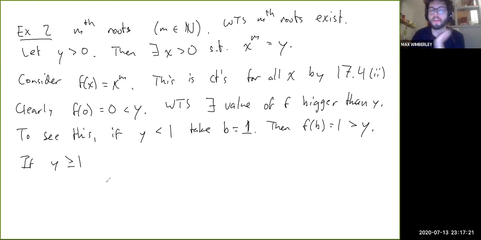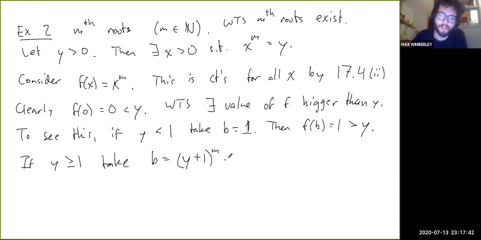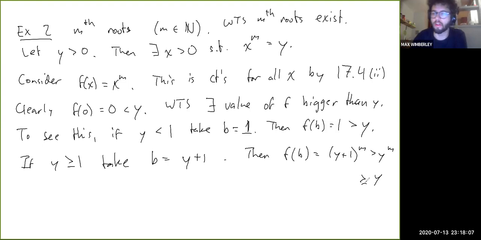If y is greater than or equal to 1, take b equals y plus 1. Then f of b equals (y plus 1) to the m, which is clearly greater than y to the m, which is greater than or equal to y, since y is greater than or equal to 1. Well, it's strictly greater here. So y lies between two values of f.